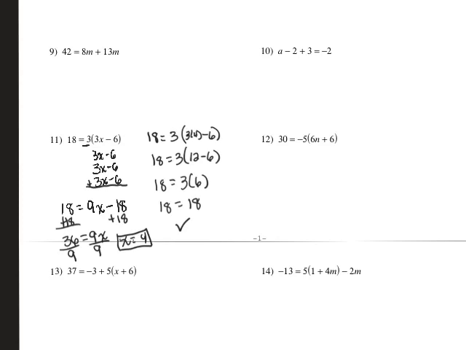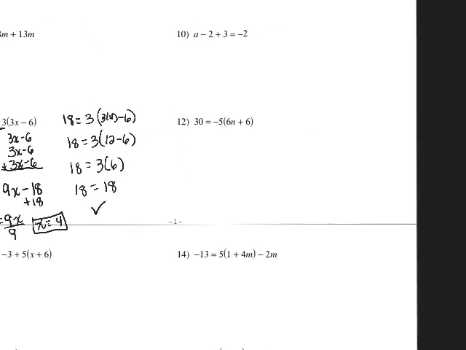Excellent. Well, Mrs. Evans, what if, looking at number 12, I'm dealing with a negative number? Well, it's just like the last one, only you have negative of them. So you'd flip the sign. So let's take a look at that. 30 equals 6n plus 6 negative 5 times. Well, here it is 5 times.